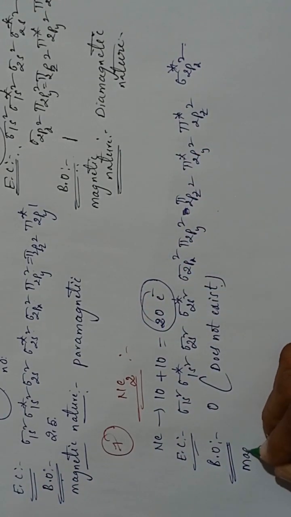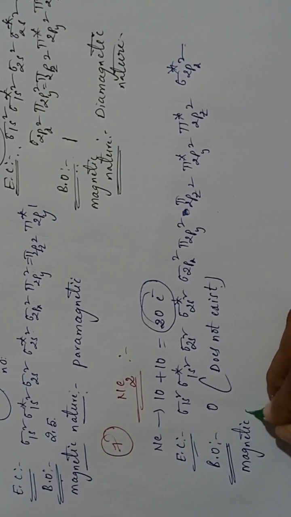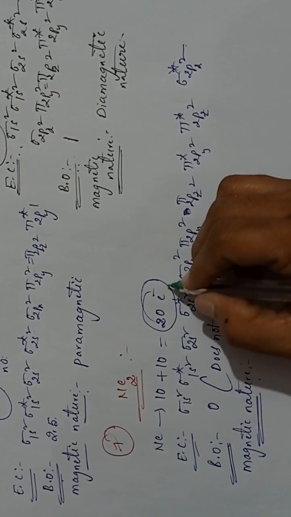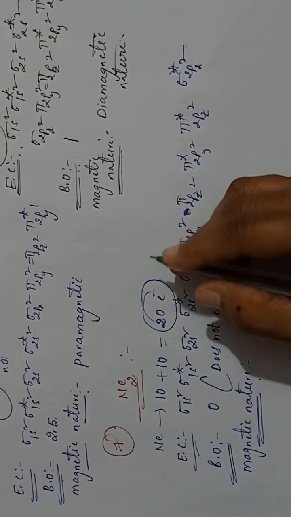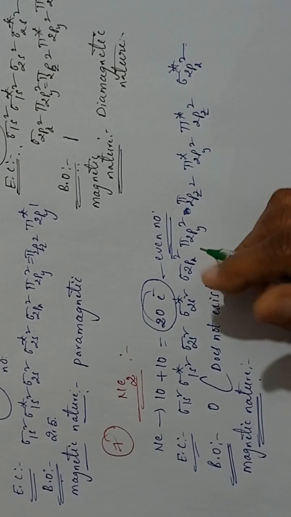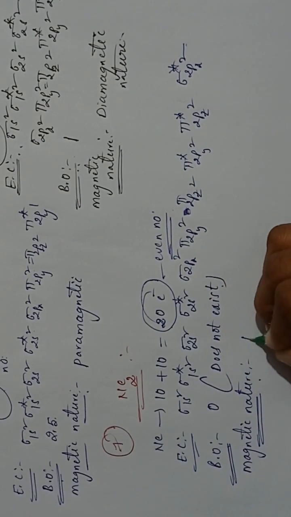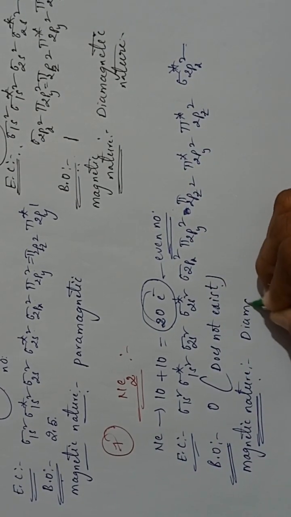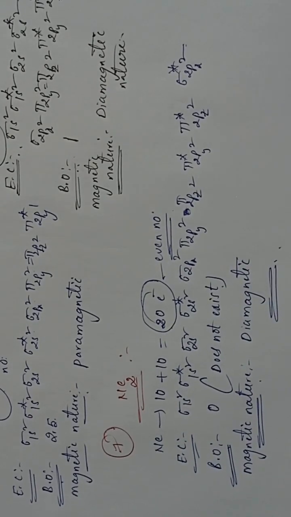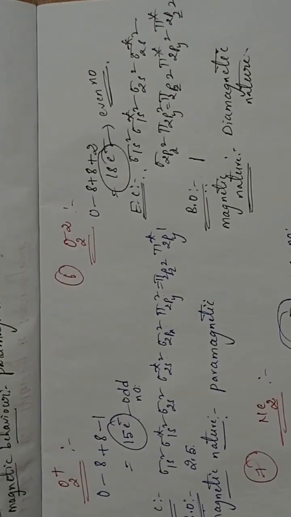Now coming to the magnetic nature, students. What is the magnetic nature? Ne2 molecule, total 20 electrons are there. 20 electrons is an even number. Even number is nothing but which magnetic nature? Diamagnetic in nature. Diamagnetic. Clear? Understood, students?